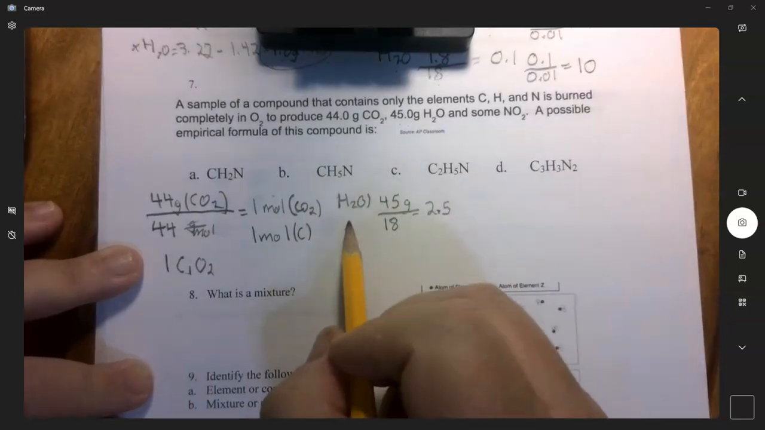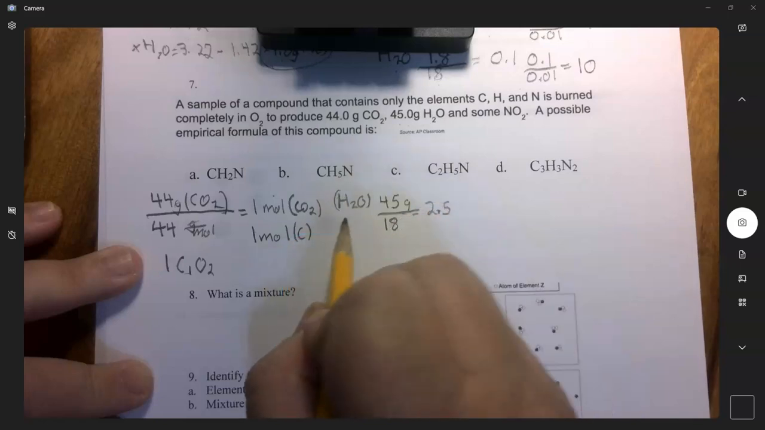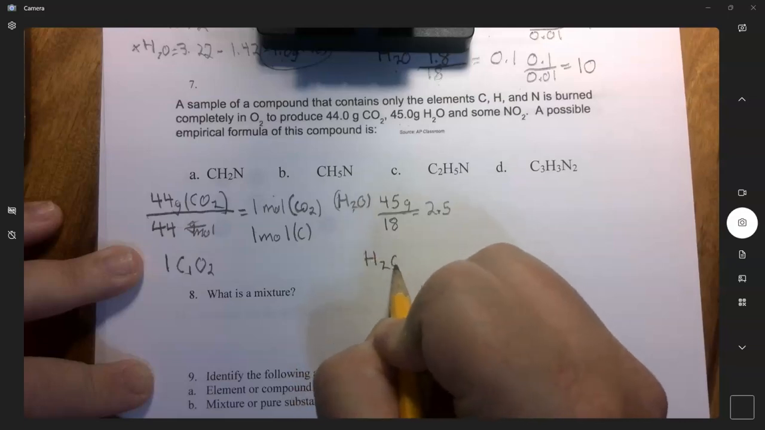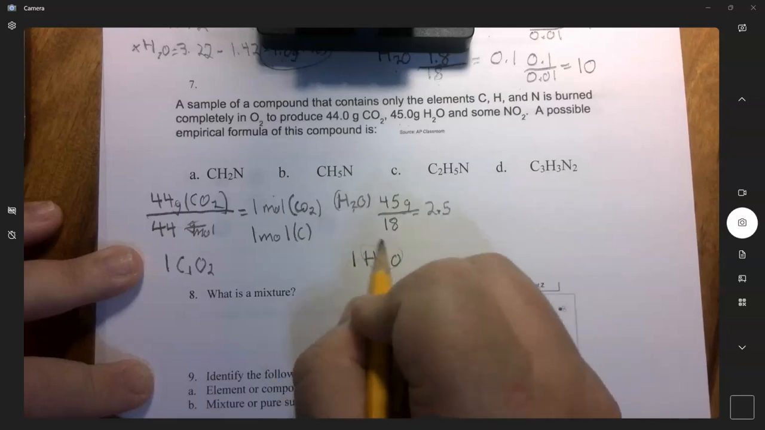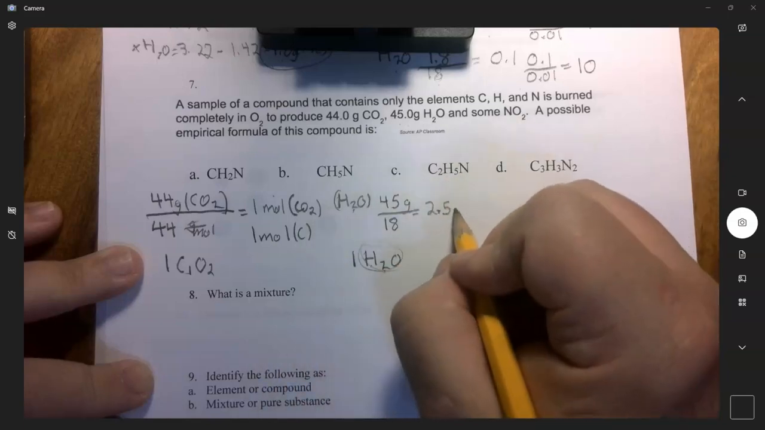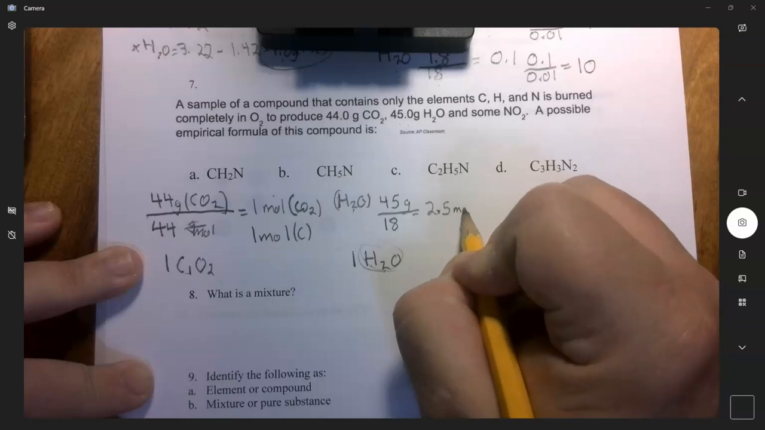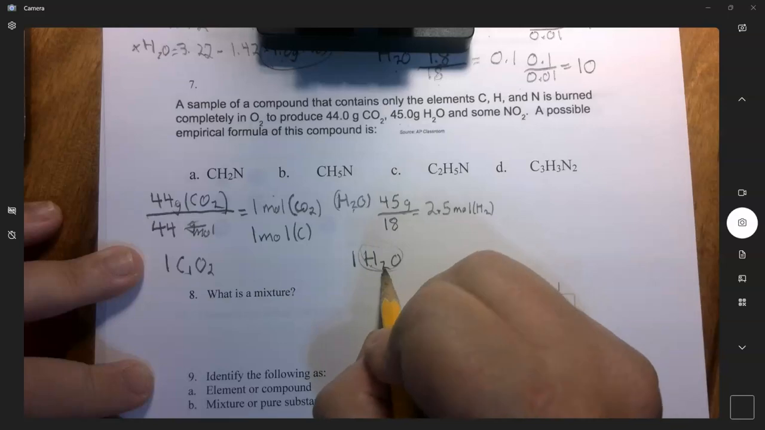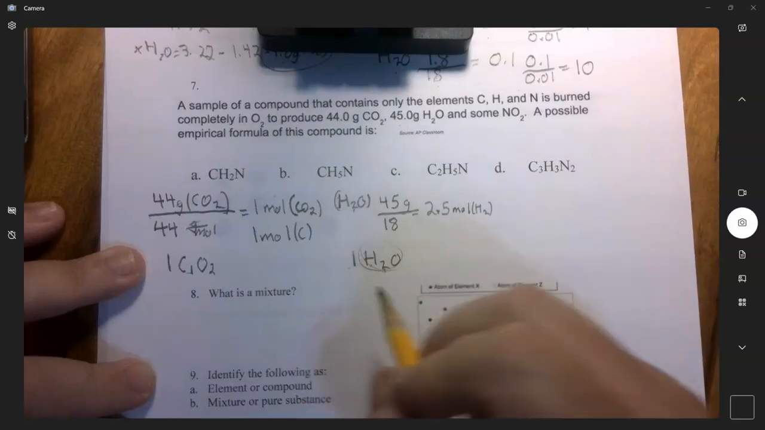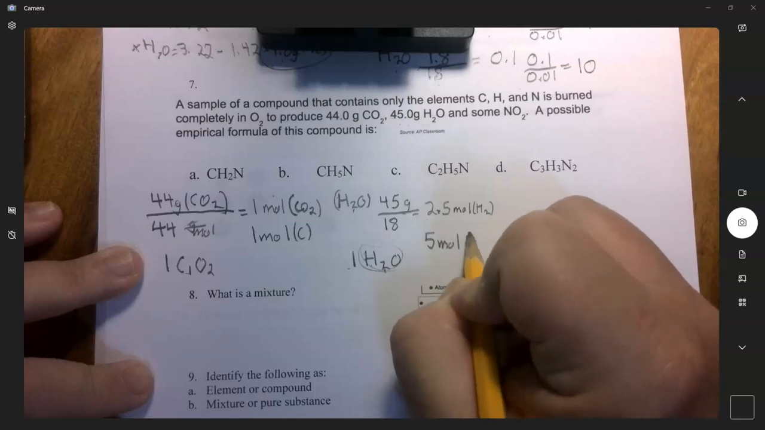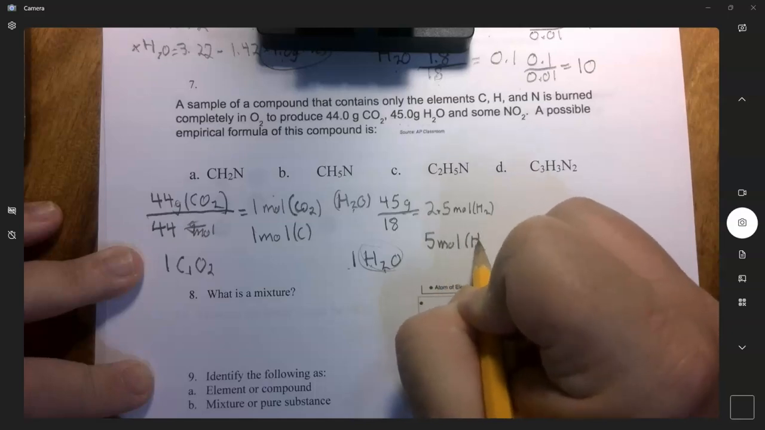But we're not interested in H2O. We're interested in H. So for every 1 mole of H2O, we have 2 moles of hydrogen, and that's what we're interested in. So this is 2.5 moles of H2O. That means we have twice that many moles of hydrogen, 2 for every 1. So that's 5 moles of H.